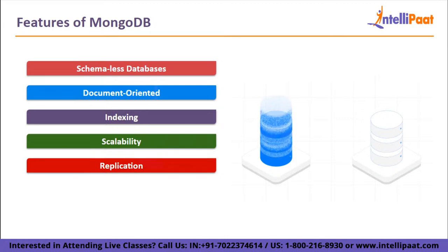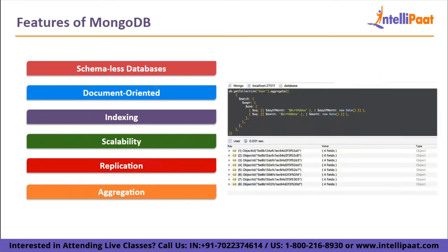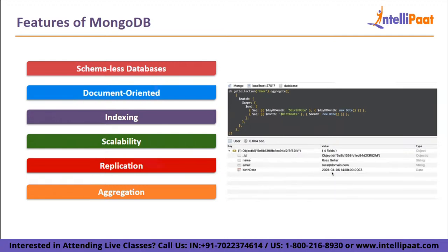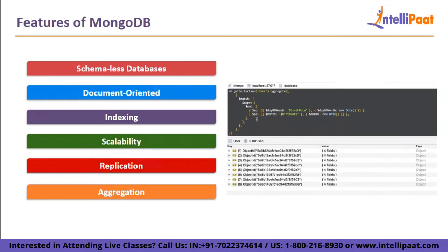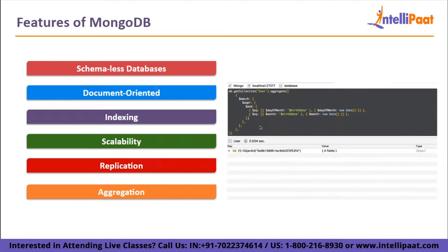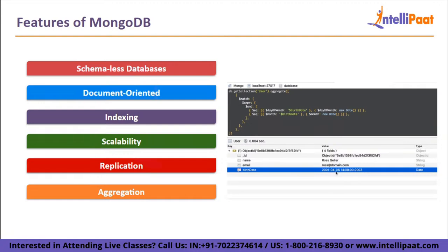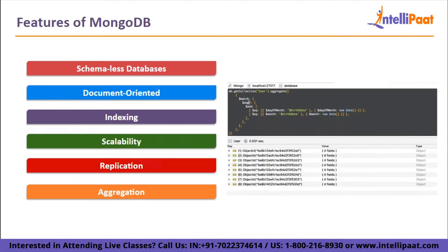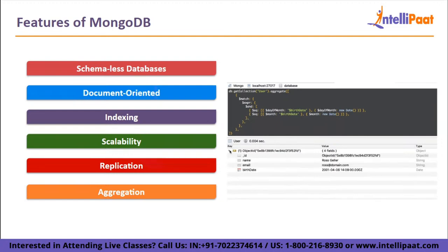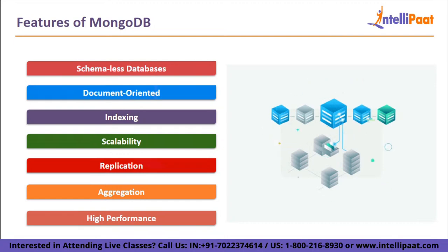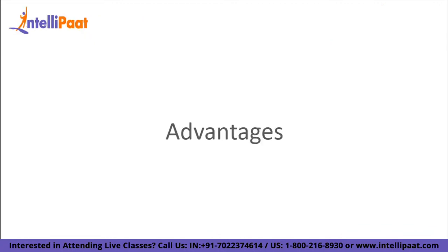Next, we'll see aggregation. A single result or computed result can be obtained by performing actions on the gathered data through the use of aggregation. It is comparable to the group by clause in SQL. It offers three different aggregations, that is, a MapReduce function, an aggregation pipeline, and a single-purpose aggregation approach. Lastly, we have high performance. Due to its characteristics like scalability, indexing, replication, etc., MongoDB has very high performance and data persistence compared to other databases.